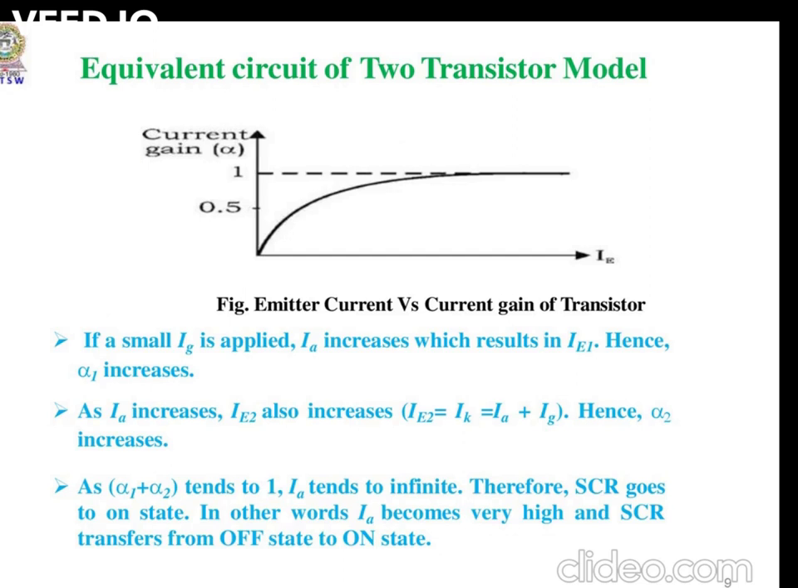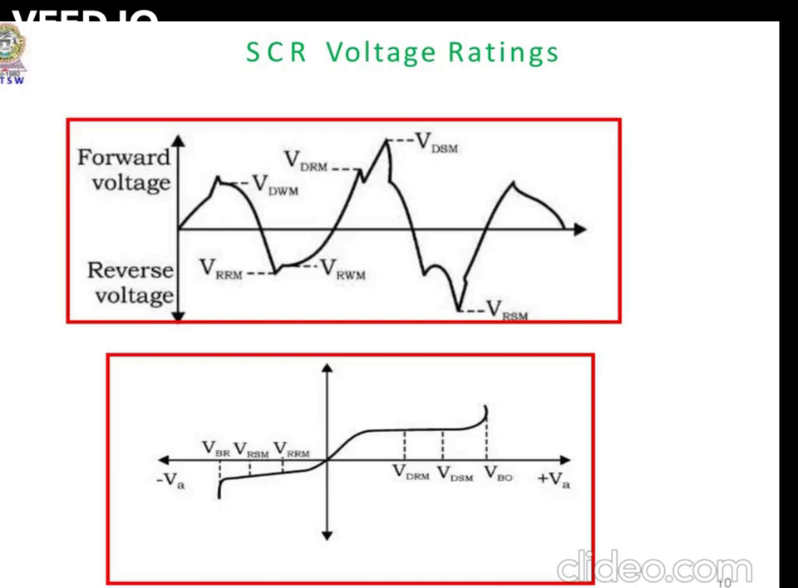From this we can understand the operation of SCR. If a small gate current is applied, IA increases, which results in an increase in IE1. Hence the current gain increases. Also, as IA increases, IE2 also increases. IE2 is nothing but the cathode current, which is the sum of IA plus IG.